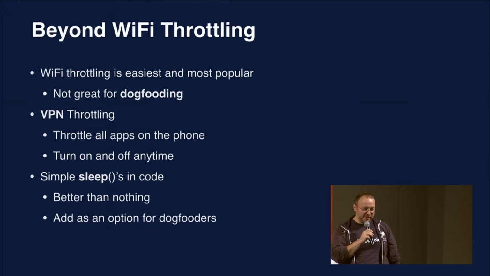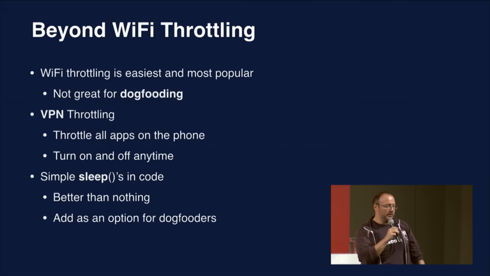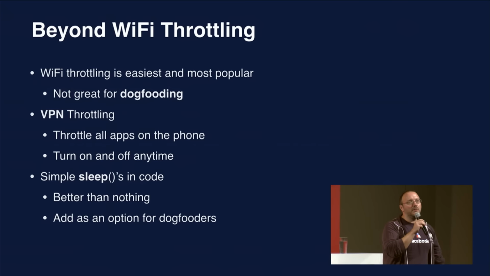So we have a couple of ideas on how to solve that. One of them is VPN throttling: just building a VPN app which can throttle you all the time, and all the apps on your phone all the time. It can work with the current network and then just throttle it. So that's one dogfooding solution.